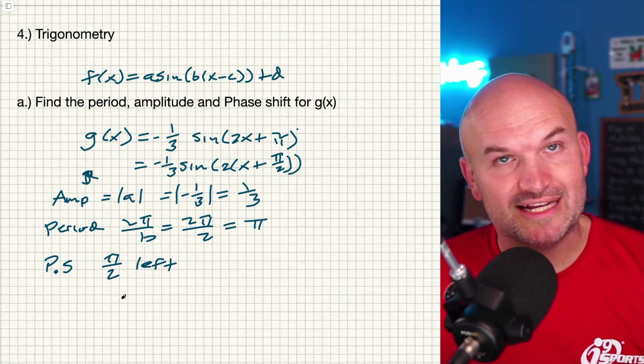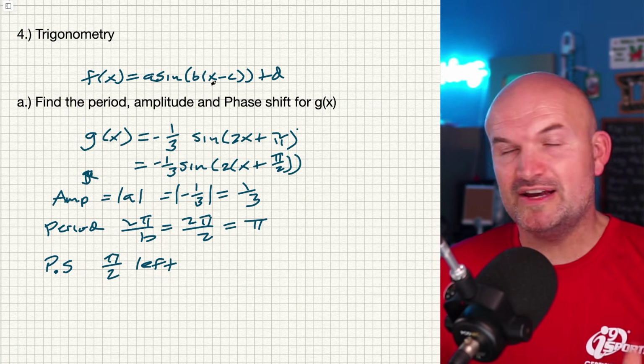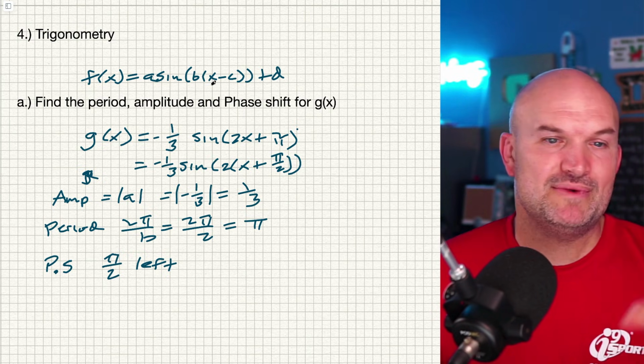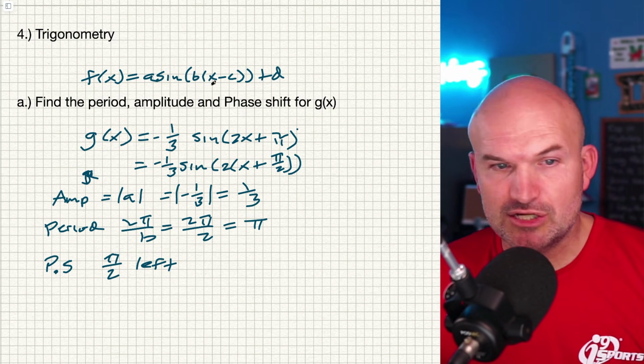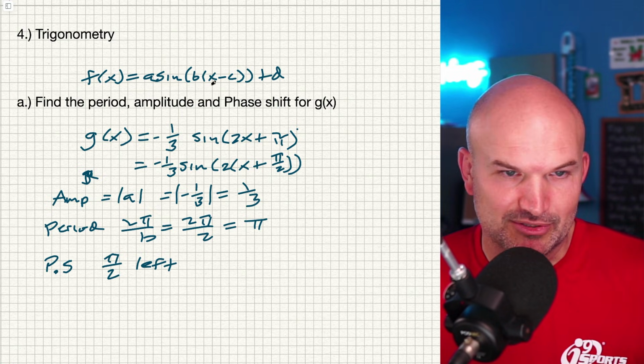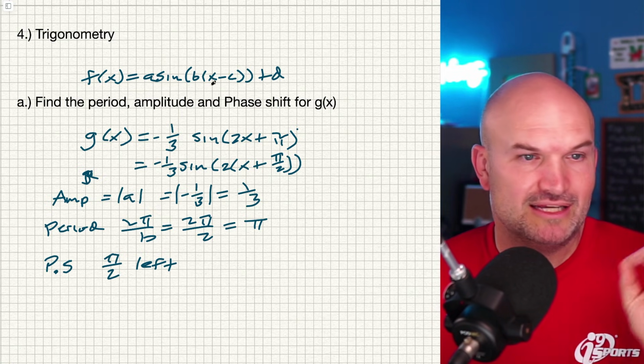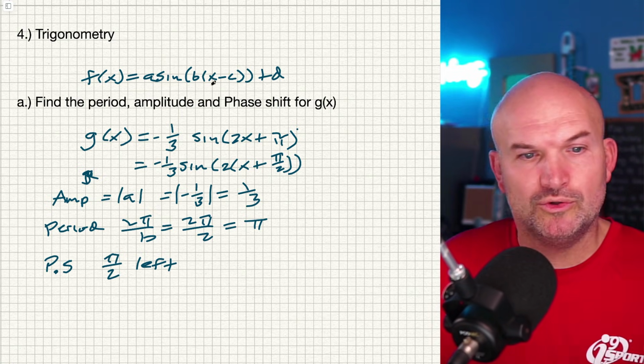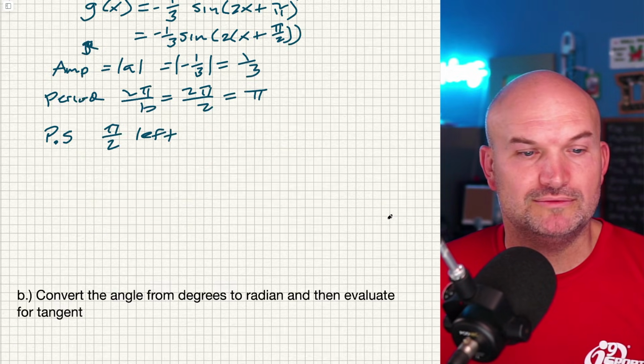And there we go, ladies and gentlemen. That's how you identify your period, amplitude, and phase shift. And this is going to be the exact same if you're dealing with sine as well as cosine. But you do start having some changes once you get into tangent, because there's no amplitude and the period is pi compared to 2 pi. So make sure you review all those graphs as well.